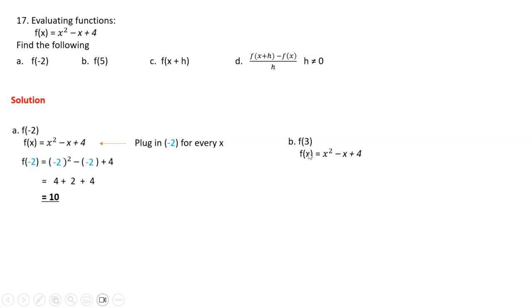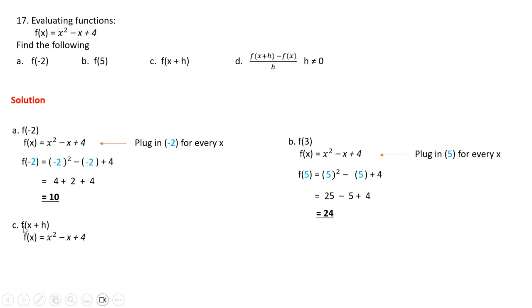Now for part b, we're going to evaluate f of 3. That means we're going to plug in 3 for every x. Oh, this is supposed to be a 5, guys. I made a mistake here. We're looking for 5, right? So this here is supposed to be a 5. My bad. So I'm going to plug in 5 for every x. It will give us 25 minus 5 plus 4. It will give us 24. So when x is 5, y is 24. And again, here I made a mistake. I put a 3 instead of a 5.